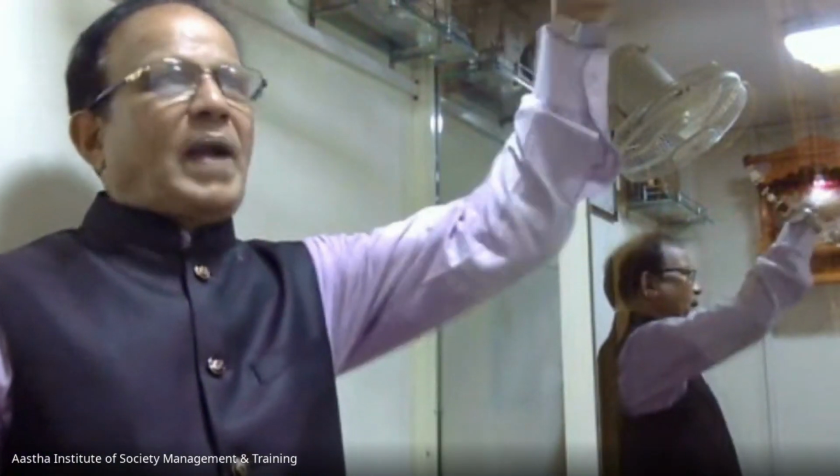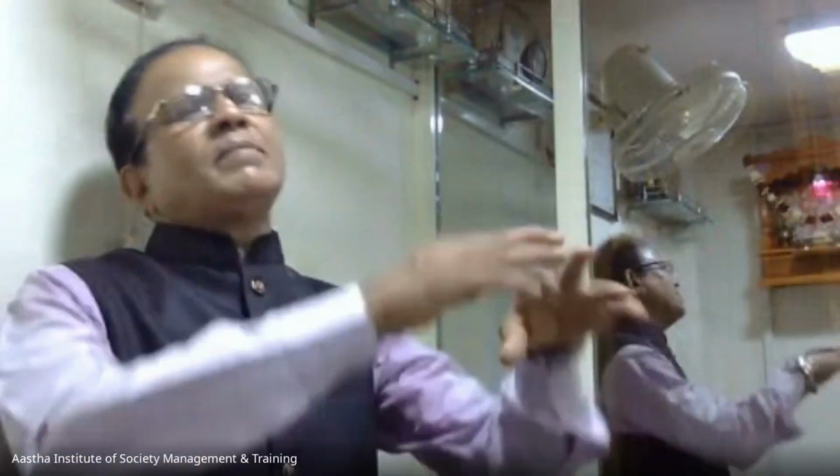How many are there totally? 6 and women 2, 8, and SC 1, ST 1. So there are totally 11 candidates. Out of 11, one candidate got 6 and one candidate got 5. So 6 is the majority. That person will become the chair. Same thing for secretary. Same thing for treasurer, proposed by, seconded by.